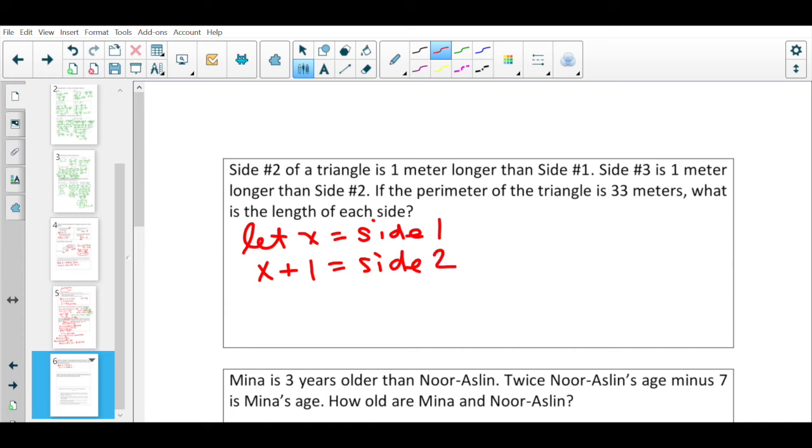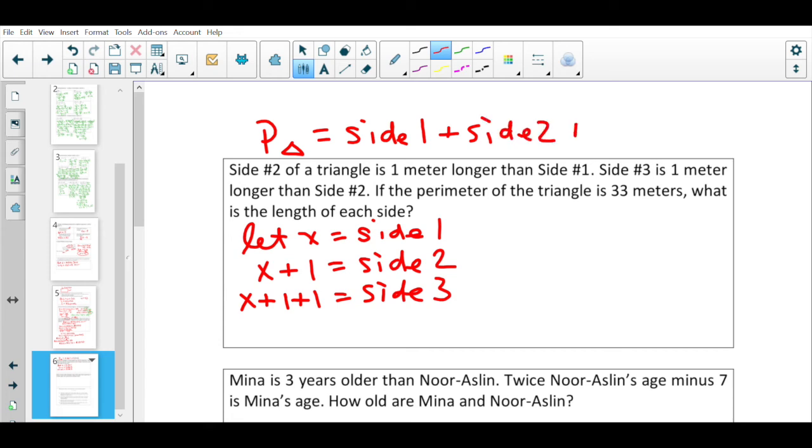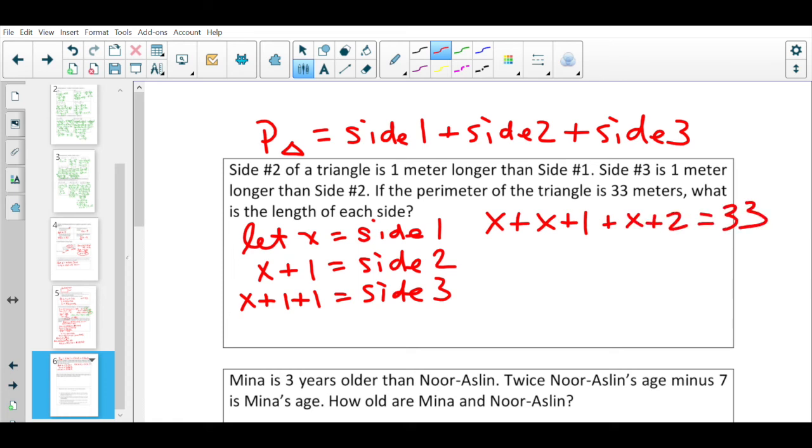And side 3 is 1 meter longer than side 2. So x plus 2 equals side 3. If the perimeter of the triangle is 33 meters, what is the length of each side? So the perimeter of a triangle, remember, is side 1 plus side 2 plus side 3. The lengths of all 3 sides, okay? So x plus x plus 1 plus x plus 2 equals 33. 3x plus 3 equals 33.